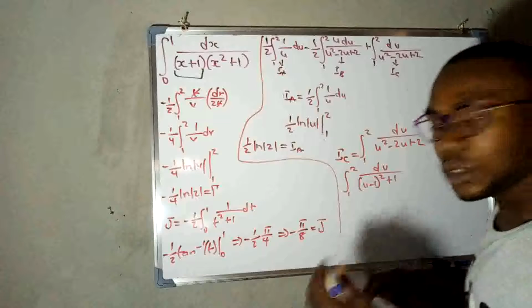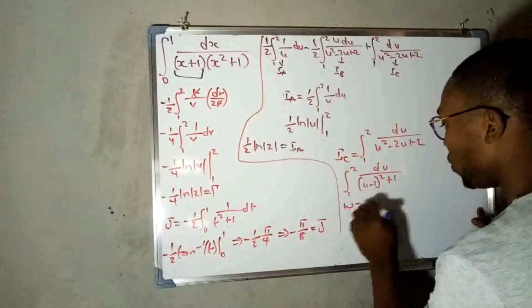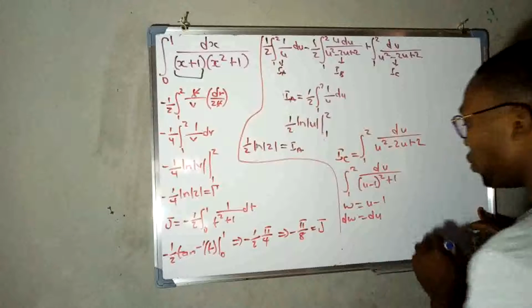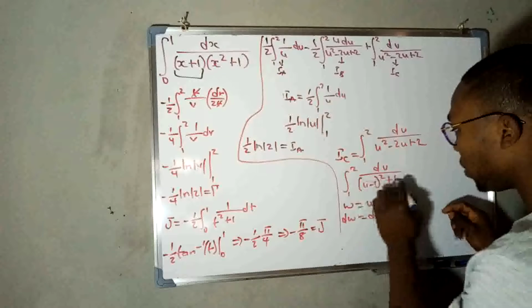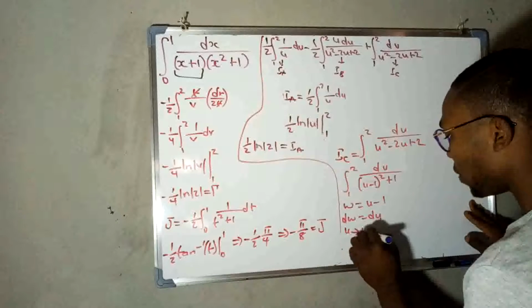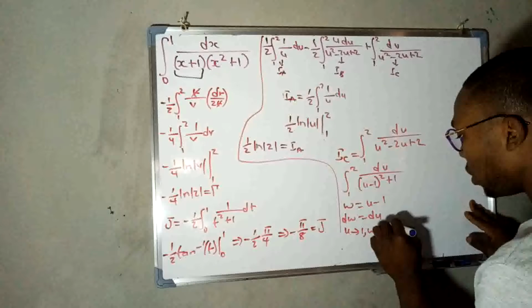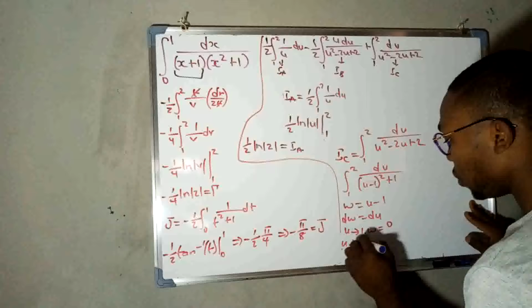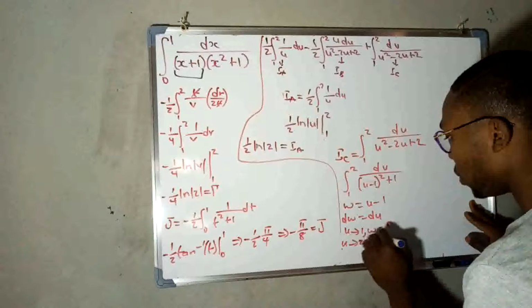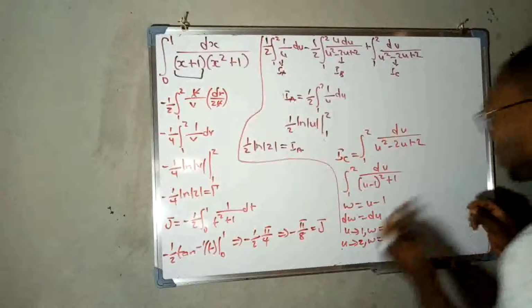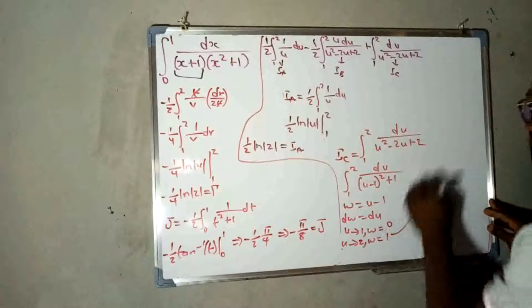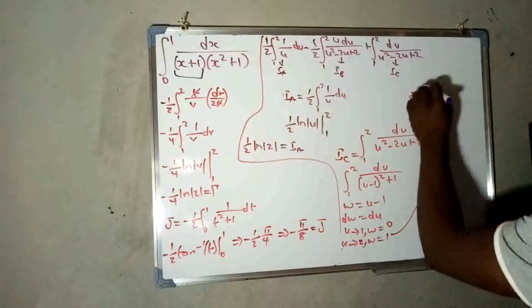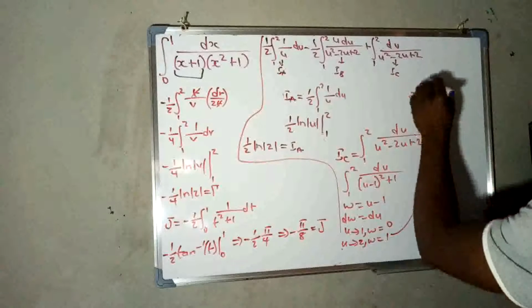So now let me use w. Let w equal u minus 1, and I have dw equals du. So now I have to plug in my limits. Remember, when u approaches 1, my w equals 0. When u approaches 2, then my w equals 1. So let me continue from this side here because of space. Now I'll be having my limits as 0 to 1.